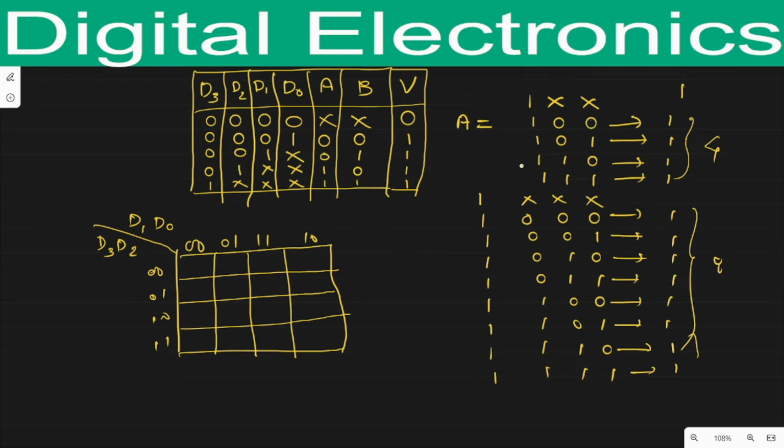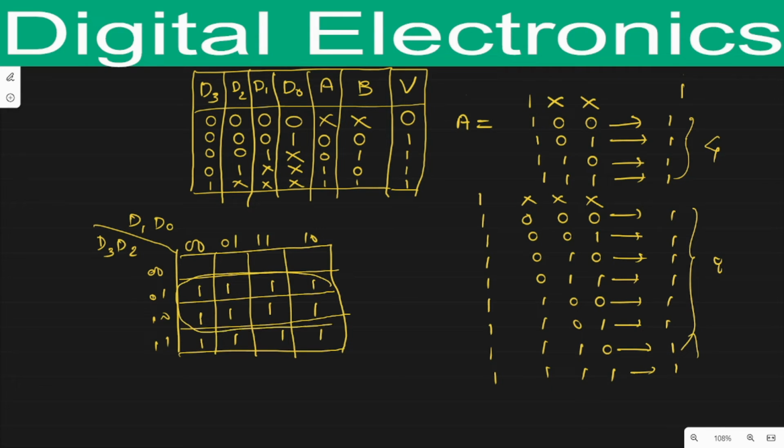Here we can say that only for 0 to 3, the value of A will be 0, and for all other input combinations, the value of A will be 1. It means A is 1 for all combinations except the first 4. So for these 12 combinations, the value of A will be 1.